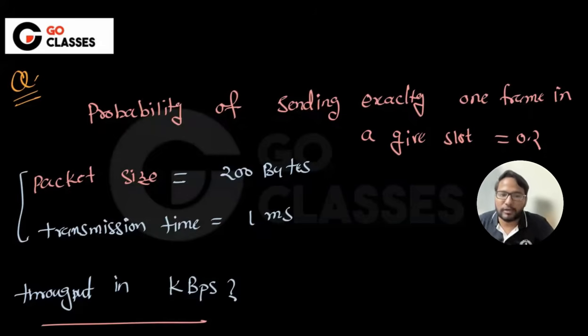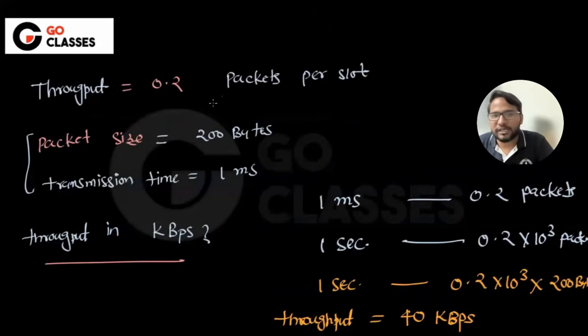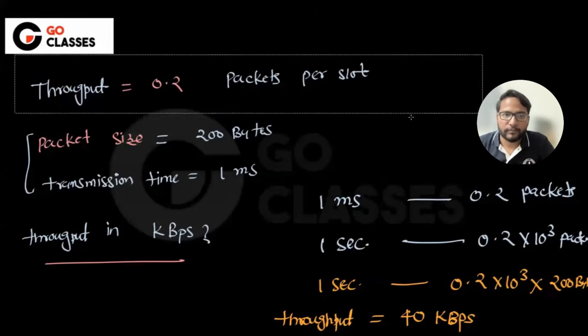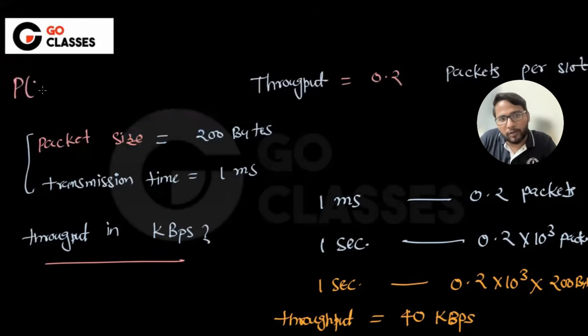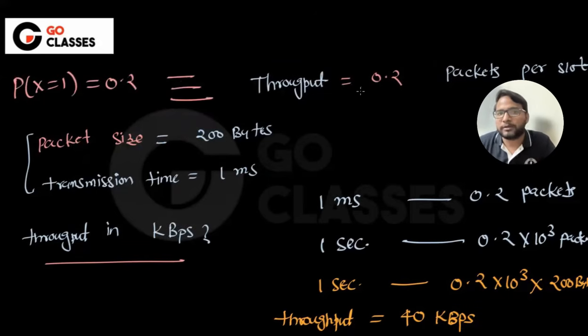In this calculation, instead of giving the throughput, they say that the probability of x equal to 1 is given as 0.2. Doesn't it directly mean that they have given the throughput 0.2 in packets per slot? The probability of x being 1 is 0.2. Isn't it the same as the throughput? Can't I directly say the throughput is 0.2 packets per slot?